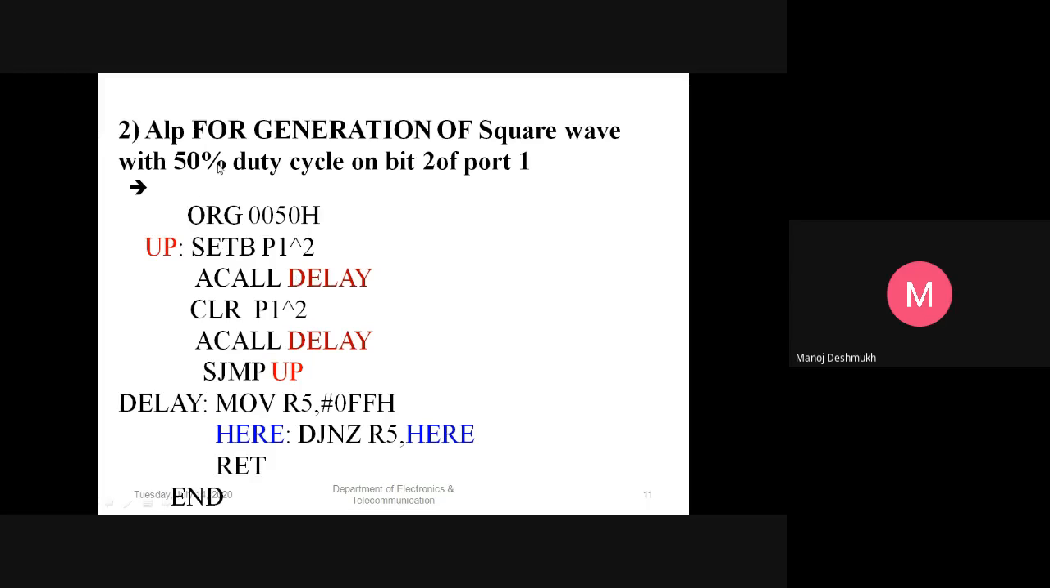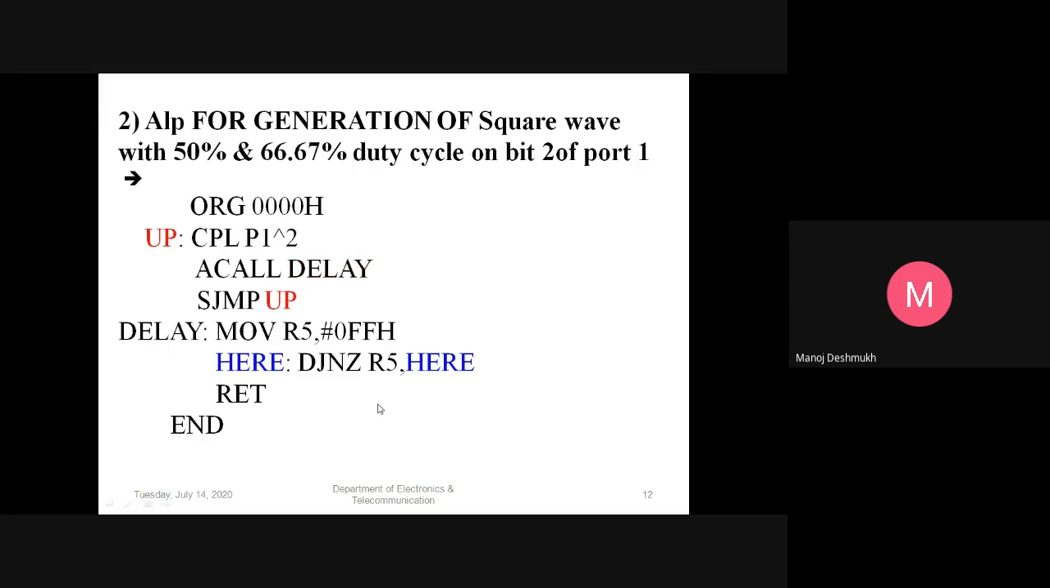If you want to generate a square wave where the duty cycle is the same for on as well as off, then whatever delay is there, the same delay should be applied for the second state also. That is, the high state delay remains the same as the low state delay. So according to that we will generate it.